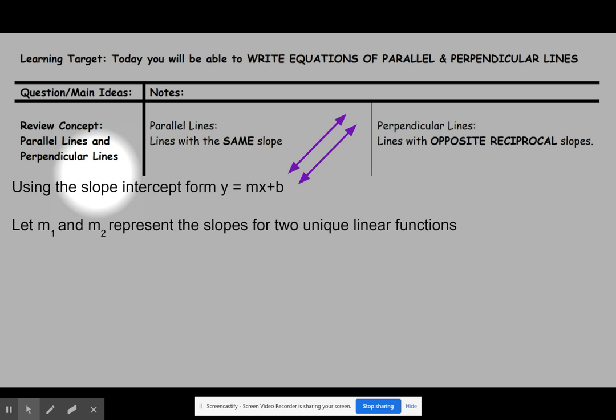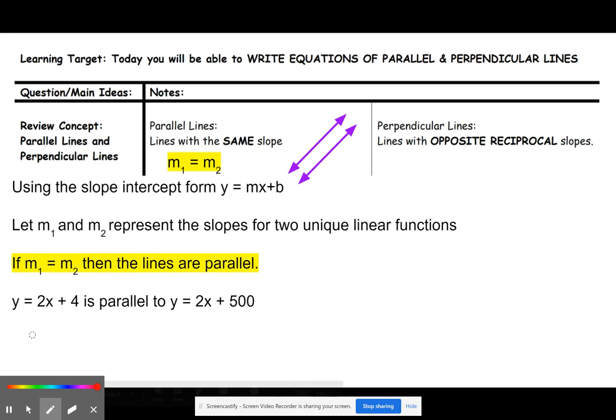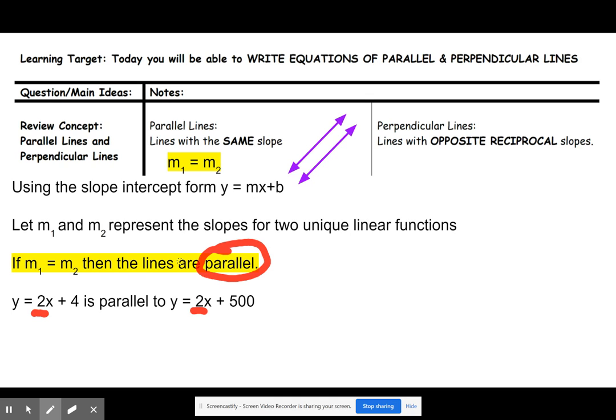So let's go back to our slope-intercept form, y equals mx plus b. We're going to look at two separate lines. Let m1, the slope of the first line, and m2, the slope of the second line, represent the slopes for two unique linear functions. If the slope of the first line is equal to the slope of the second line, then the lines are parallel. For example, looking at these two equations, you notice that the slope for both is 2. Therefore, they are parallel. So take a moment and write down this critical piece of information if you haven't already.